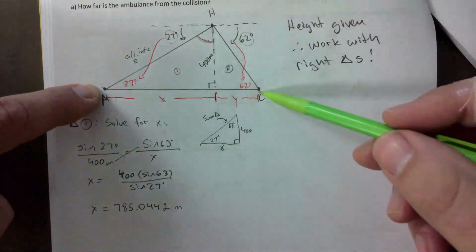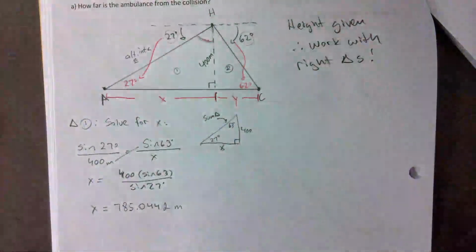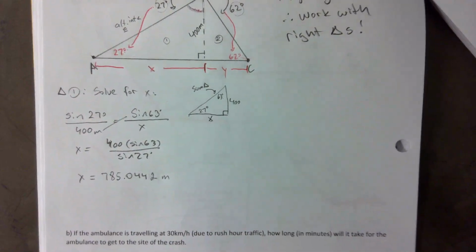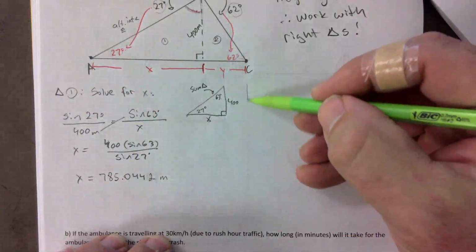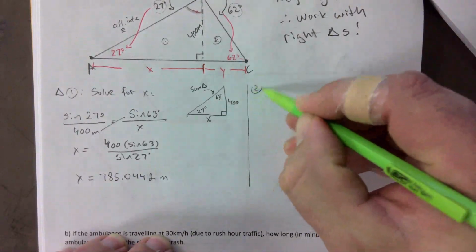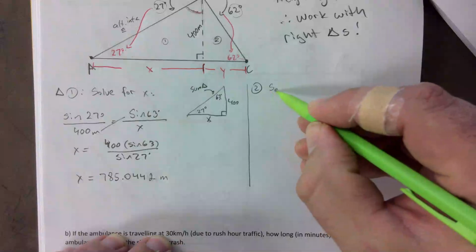I really want AC. That's what I want. Okay. I don't think you want AC today, but maybe tomorrow. There we go. So triangle number 2, this one here, solve for y.